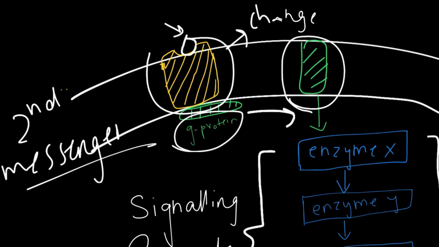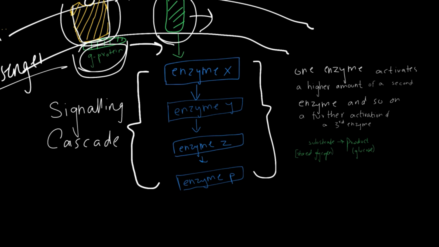So I'll repeat it once again. A hormone is received by a specific receptor. That receptor undergoes a change in shape. Then it usually activates a G protein which is right next to it, and then that G protein activates the release of another enzyme from the cell membrane, right? So this enzyme activates further enzymes. For example, one enzyme activates a higher amount of a second enzyme, and then a higher amount, and then a higher amount, so it amplifies it. That's why it's called amplification.